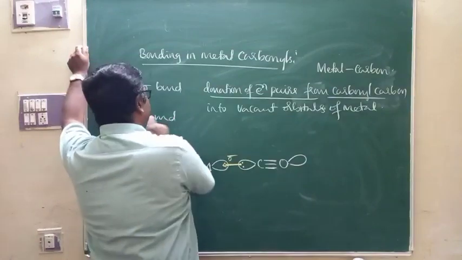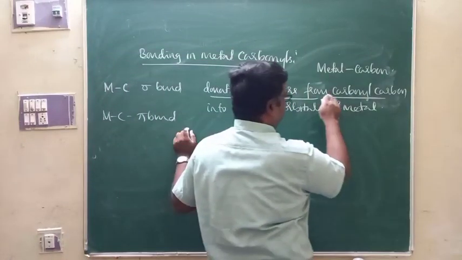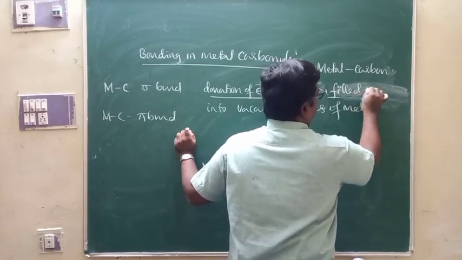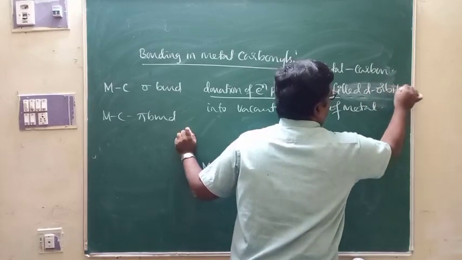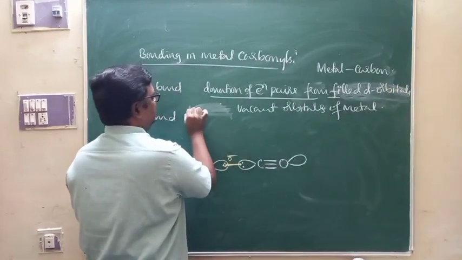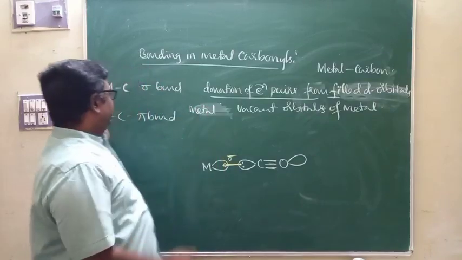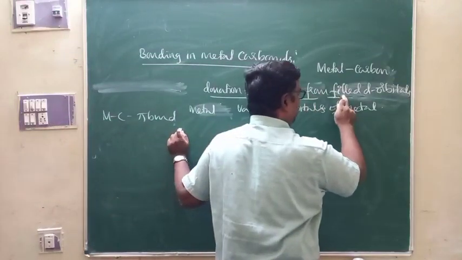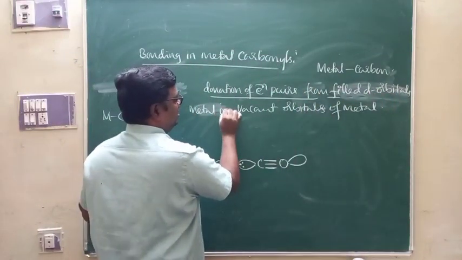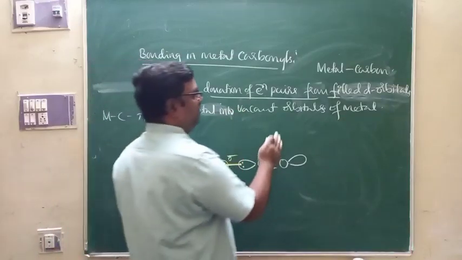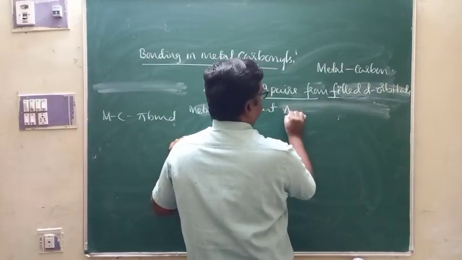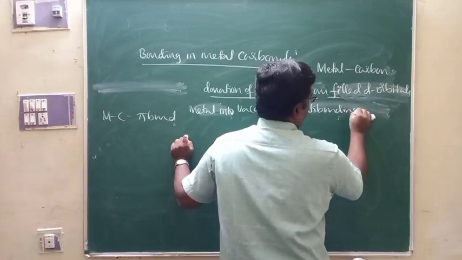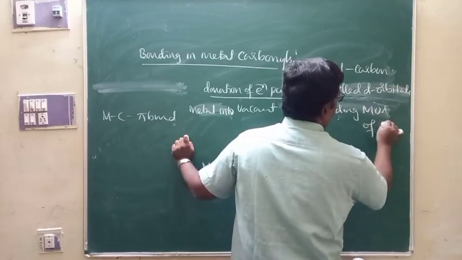Metal to carbon pi bond is produced by the donation of electron pairs from filled d orbitals of the metal. That is, metal to carbon pi bond is produced by donation of electron pairs from filled d orbitals of metal into vacant pi star anti-bonding molecular orbitals of carbon monoxide.